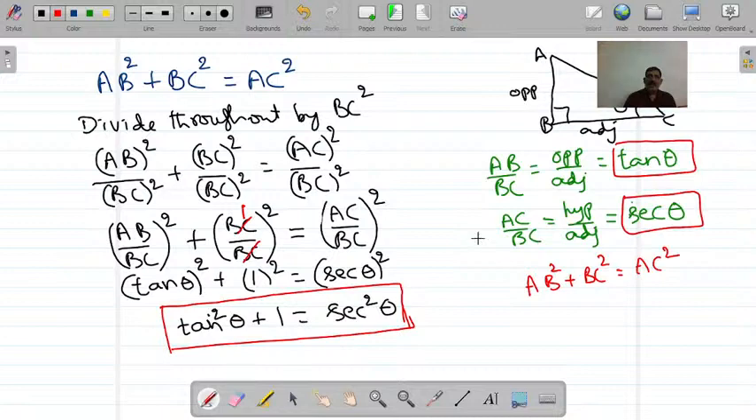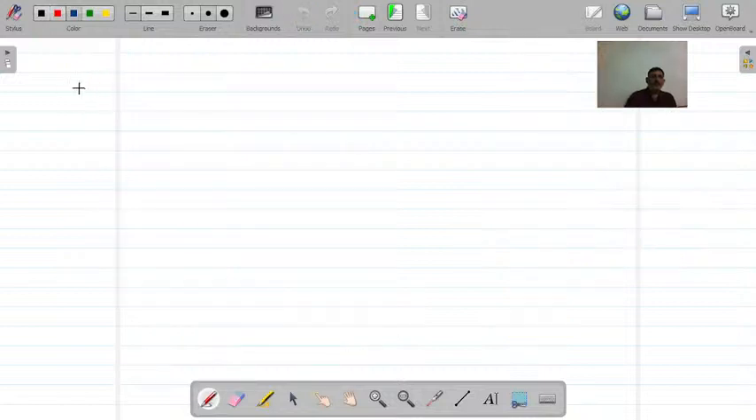Now divide throughout by AB square, because BC we divided, BC square we divided, AC square we have seen in the first one. Now what is left? AB square. Now what happens? Now let us observe that. We know that AB square plus BC square is equal to AC square.